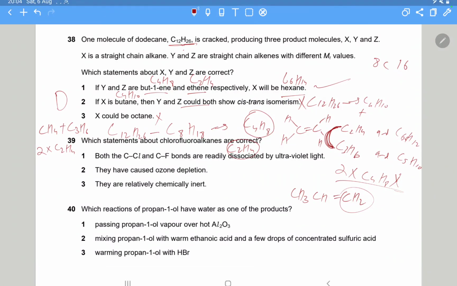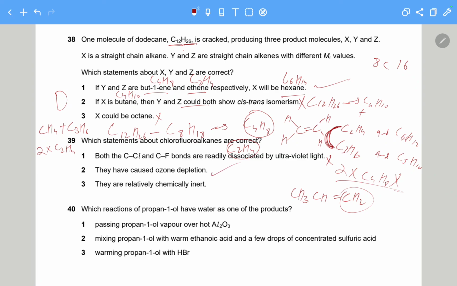Penultimate question: which statements about chlorofluoroalkanes are correct? Both the carbon-chlorine and carbon-fluorine bonds are readily dissociated by ultraviolet light. Okay, this is wrong, because only the carbon-chlorine bond is readily dissociated by ultraviolet light. C-F is very strong and it cannot be dissociated by ultraviolet light. So this is wrong.